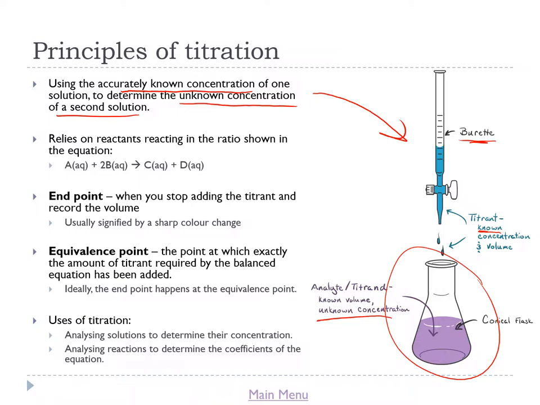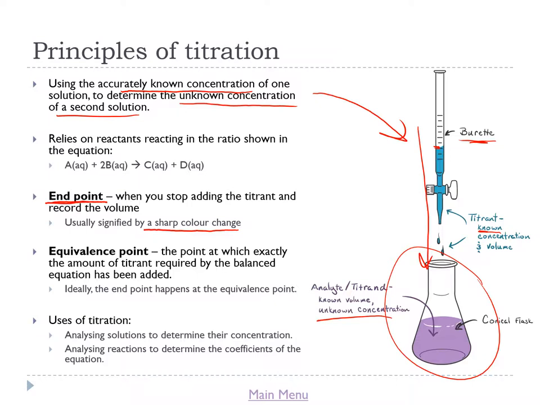the known solution from the burette to the conical flask until we see some kind of change happen, at which point we close the burette and we record what volume of liquid has been added. Now we call that point, when we see our noticeable change, the end point of the reaction. And that's when you stop adding the titrant from the burette. And that's usually, but not always, signified by some kind of sharp, sudden colour change.